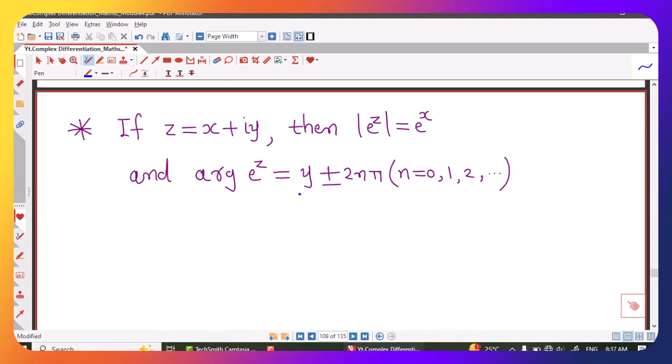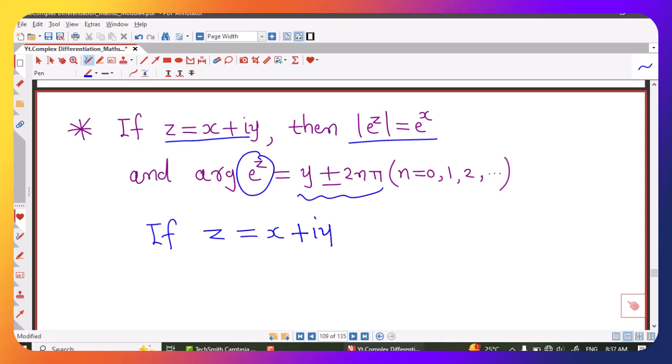So here I have to prove that if z is x plus iy, then the absolute value of e raised to z is e raised to x, and the argument of e raised to z is y plus or minus 2n pi. Now we know that if z is x plus iy, then by the definition of the exponential function, e raised to z is e raised to x times (cos y plus i sin y).